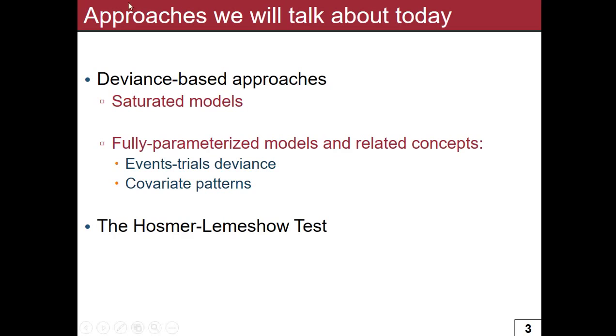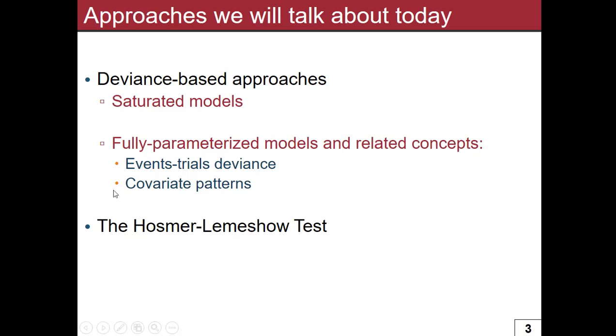The first two use this idea of the deviance, and we'll talk about what we mean by the deviance. Within that, there are two subtypes. There's deviance based on something called the saturated model. This is the ideal, but it's not actually usable in practice. So we're going to talk about something which is almost as good. It's called the event trials deviance, and it's based on something called the fully parameterized model, and we'll talk about all that.